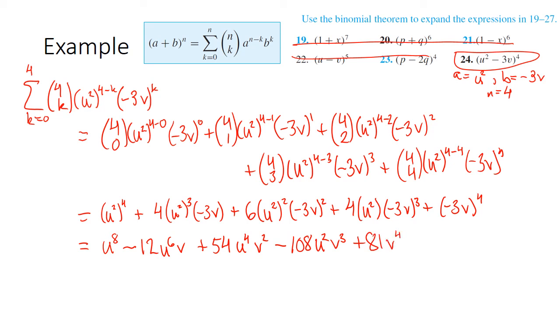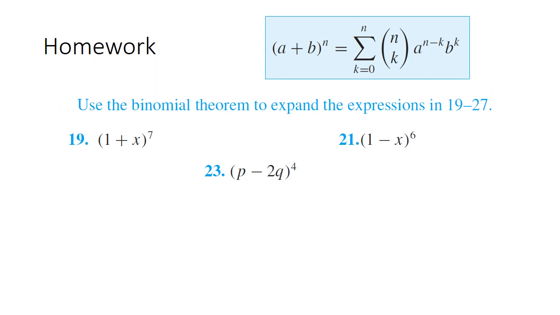Okay, so you see we ended up with different exponents because of the fact that our b had an extra factor of 3 in it. And then we also have the alternating coefficients because of the negative 3v part. Okay, so here are your homework problems for you to try, and go ahead and give these a try. Look up your answers in the back of the book.